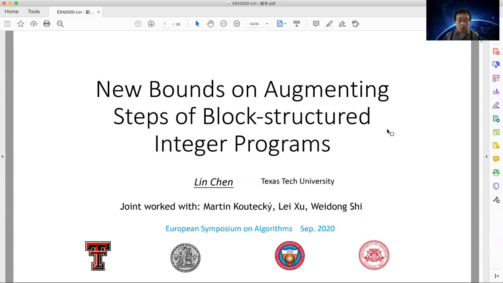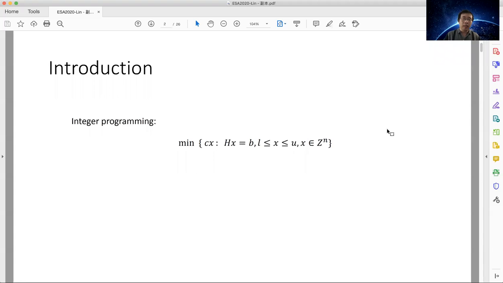Okay, so let's start. Let's start with the general integer program. Here I just write the standard form for an integer program, where we want to minimize or maximize a linear function subject to the constraint, where the constraint is written as Hx equals b, where H is the constraint matrix, and we have the lower and upper bound for the integral variables x.